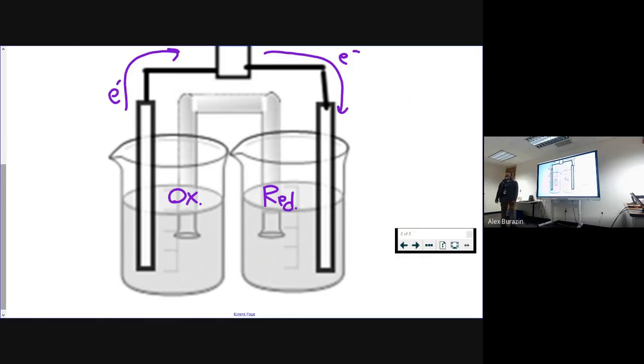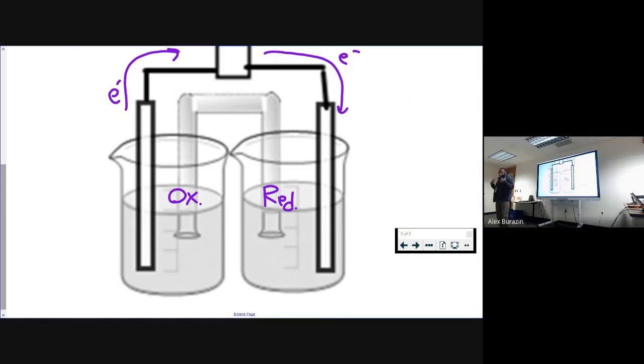Again, how is this different than normal redox? Normal redox just occurs in one location, right? We mix everything together and it just happens in a beaker, in a reaction chamber, whatever it might be. But the reason why this is unique, and why it's important, is because we are taking our two halves, separating them. And when we do that, we are directing the flow of electrons.